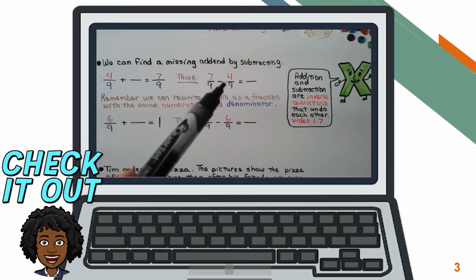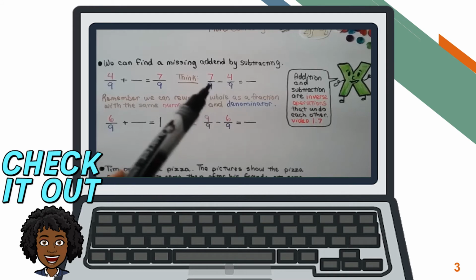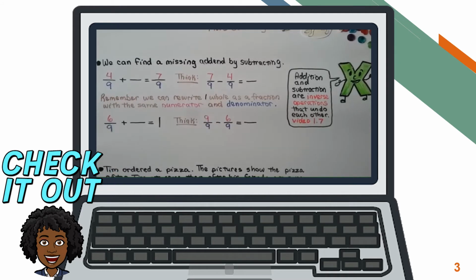7/9 minus 4/9. Because they have like denominators, we know the denominator of the difference will be a 9. Now we look at the numerator. 7, we subtract 4, that's going to give us 3. The difference is 3/9. We know the missing addend is 3/9.